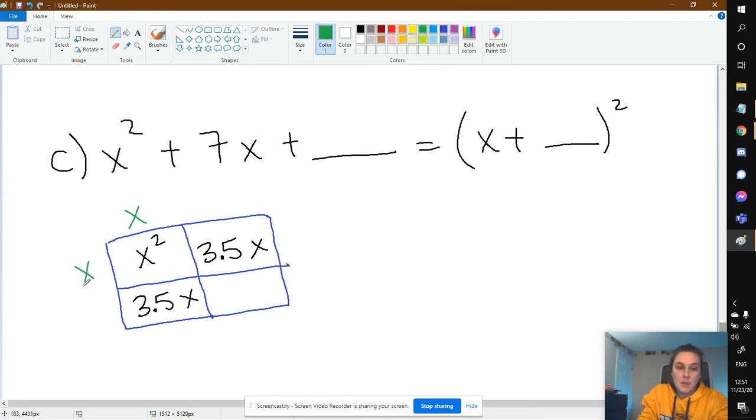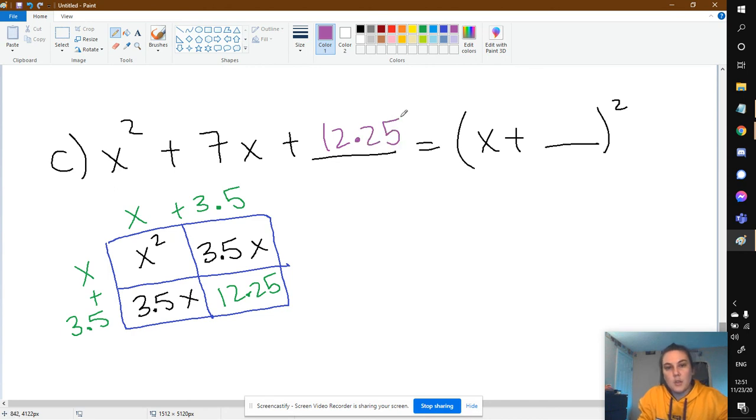We say x is x times x. We need a positive 3.5 in order for this to be 3.5x. Again, we need a positive 3.5. And then we get a calculator out or ask Google and say, what's 3.5 times 3.5? It's 12.25, which means our number that we needed to make it a perfect square was 12.25. We've thus completed the square and got that our factors are x plus 3.5 squared.